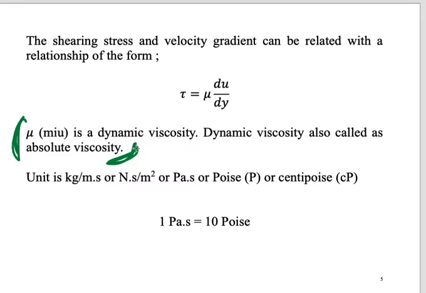The unit of absolute viscosity is shown here: kilogram per meter second, or Newton second per meter square, or Pascal second, or poise, or centipoise. The relationship between Pascal second and poise is shown here, which is 1 Pascal second is equal to 10 poise.